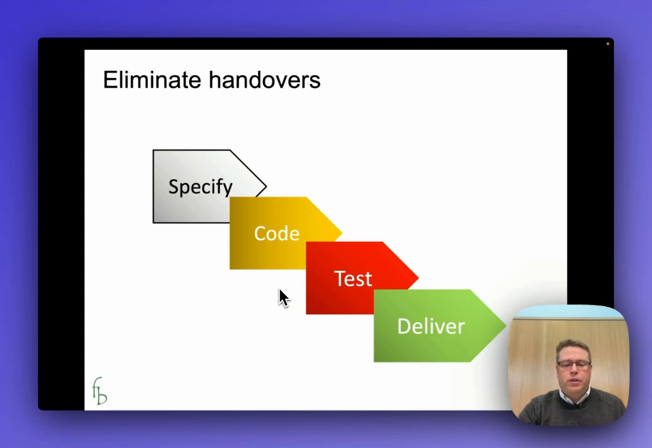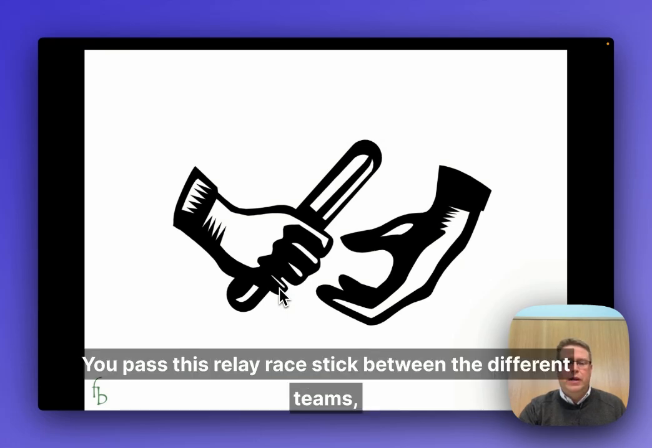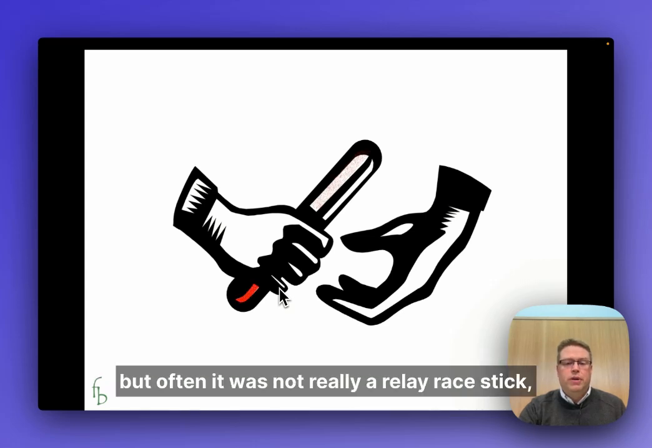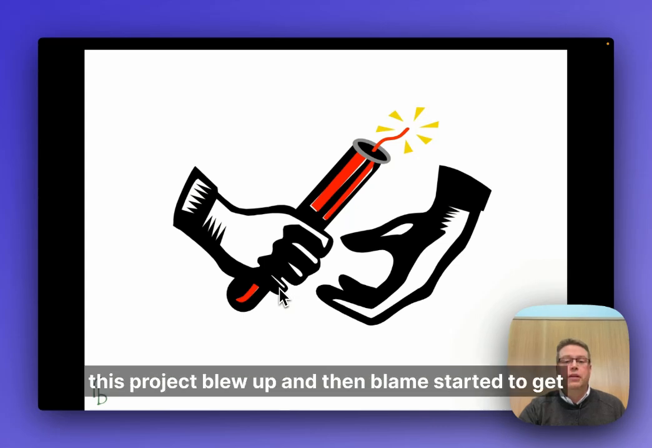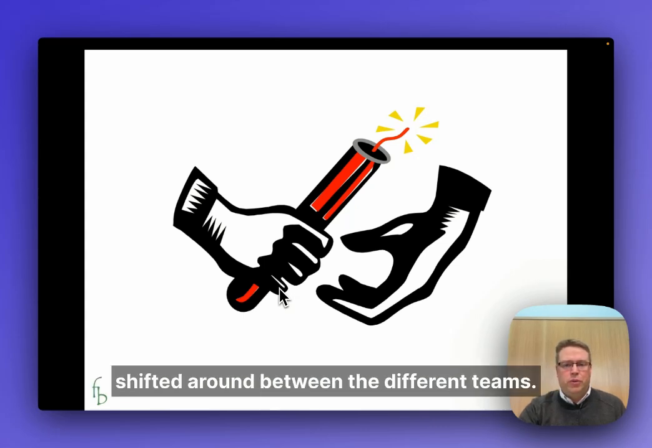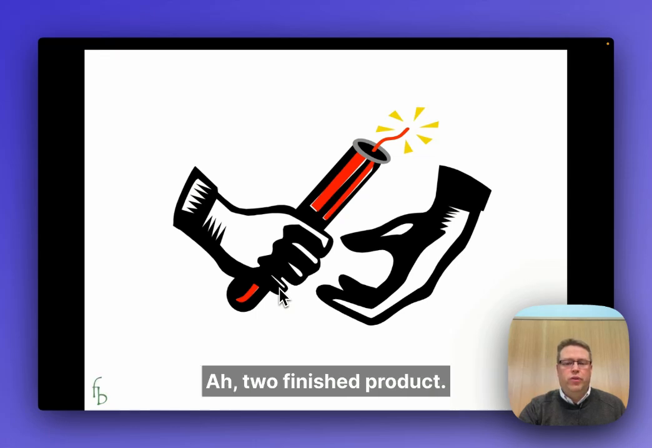This often happened to be more like a relay race than anything else. You pass this relay race stick between the different teams. But often it was not really a relay race stick, but more a dynamite stick, because somewhere along the line this project blew up. And then blame started to get shifted around between the different teams. No one was really looking at the whole picture from idea to finished product.